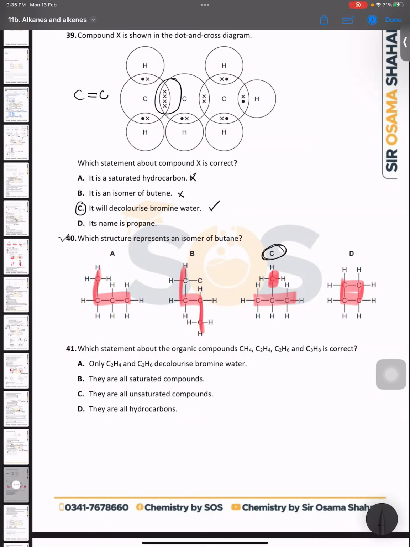41 is saying which statement about the organic compounds CH4, C2H4, C2H6, and C3H8 is correct. Only C2H4 and C2H6 decolorize bromine? This cannot do this task. Then they all are saturated? No. They all are unsaturated? No. They all are hydrocarbons. This is the right answer. Right, Bacho?